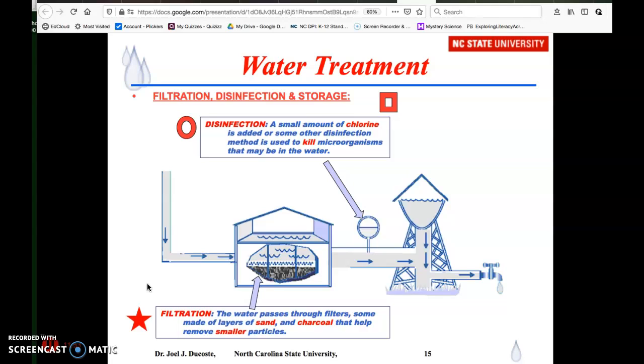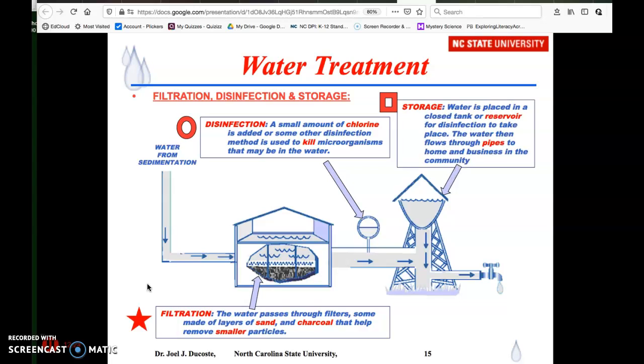The next step is we disinfect the water. So a small amount of chlorine is added, and other disinfectant methods are used to kill microorganisms that may be in the water. So these are our microbes that cause disease, like our cholera-causing bacteria, and I cannot remember the name of it, but bacteria like that, they're killed by the chlorine and the other disinfectants so that they're no longer in our water.